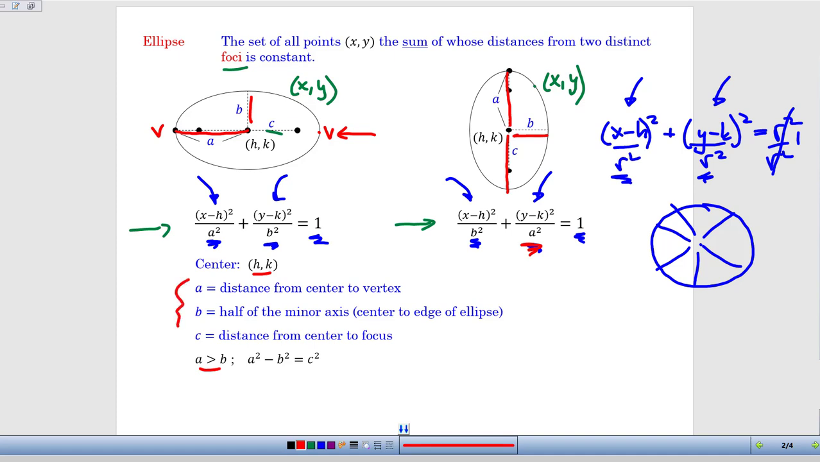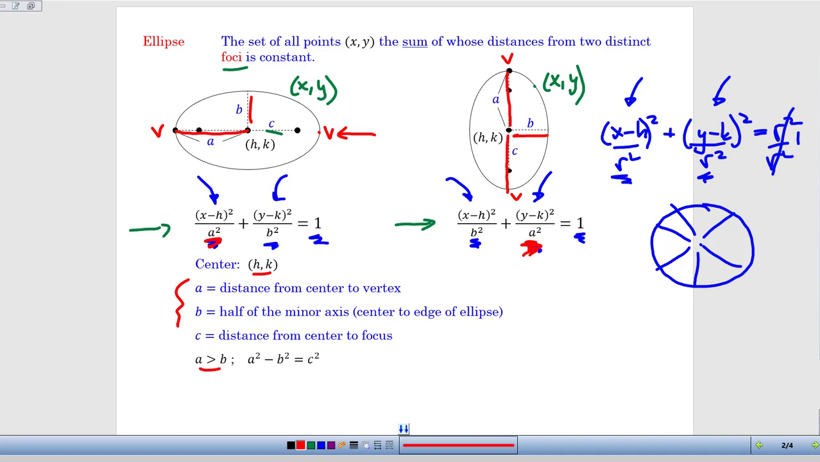So a is the distance from the center, and these are the vertices of an ellipse. There are 2 vertices. There's not just one vertex, there's 2. And so a is that distance from center to vertex, and then b is just the short distance. So we call that the minor axis. So the a would be the major axis, the b would be the minor axis, and that just flips the orientation of the ellipse depending on whether the larger denominator is under the x or under the y.